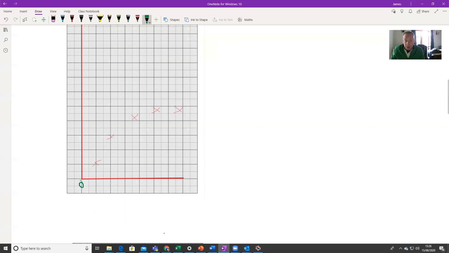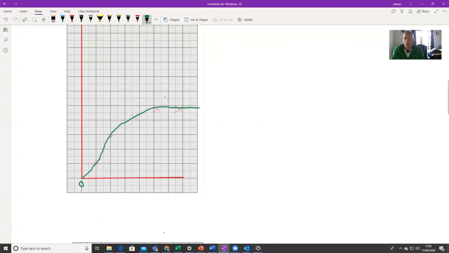Now, in this case, we are going to go through the origin, and we go up, and you can see in this case, it's a nice, smooth curve that goes around. You draw it freehand. It doesn't necessarily have to go from point to point.